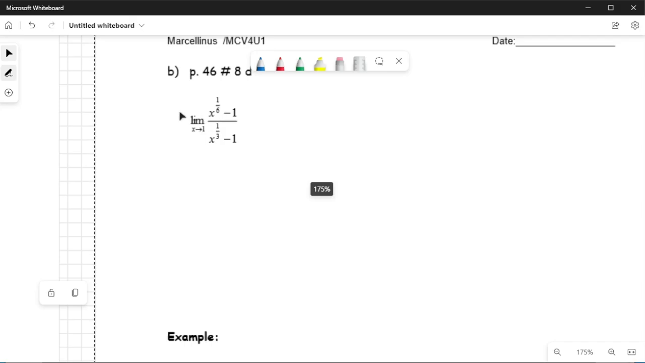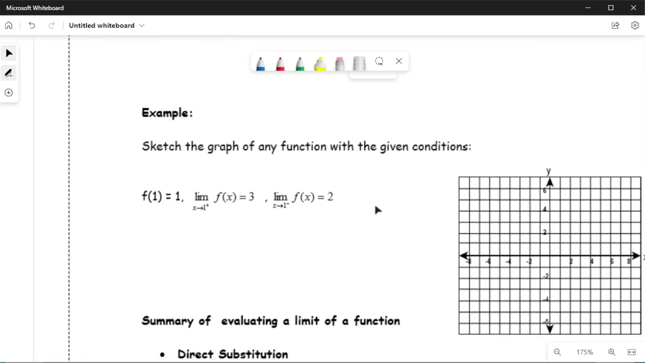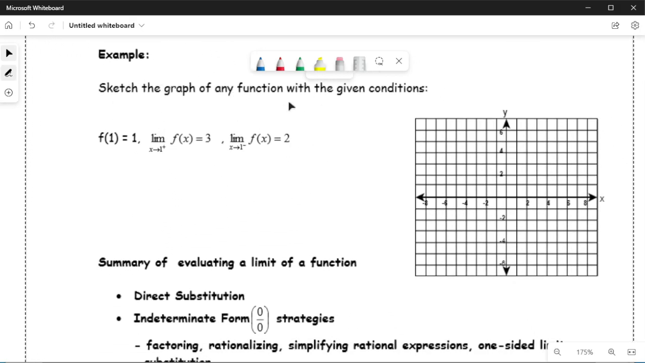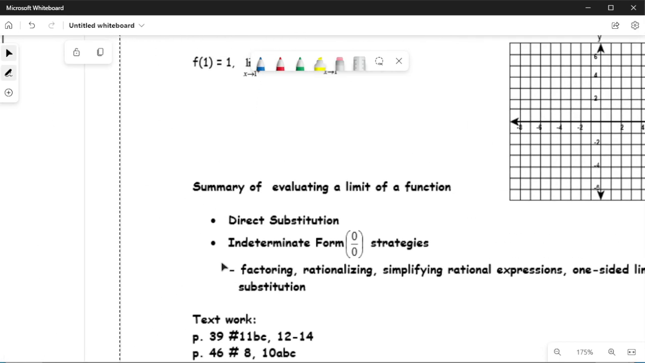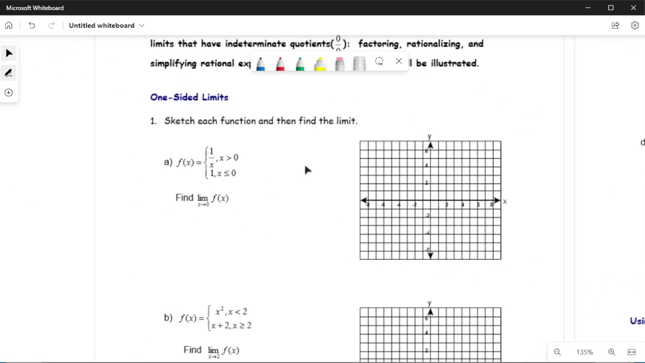The last page again has another substitution in it, and then this is a sort of graph with conditions type of question, which is certainly a very common test question that we will look at as well. And that's basically the summary of today's piece.